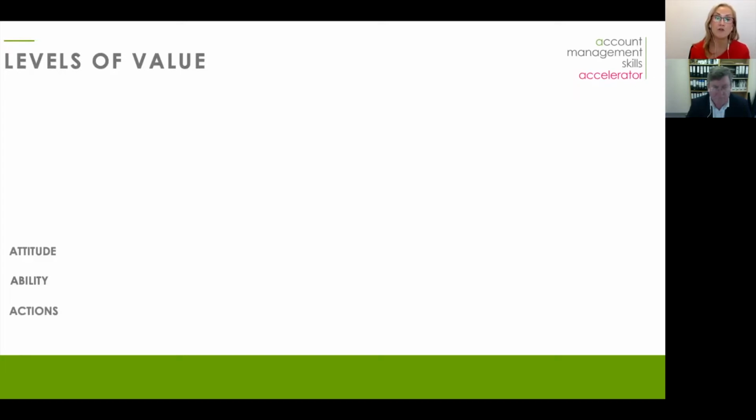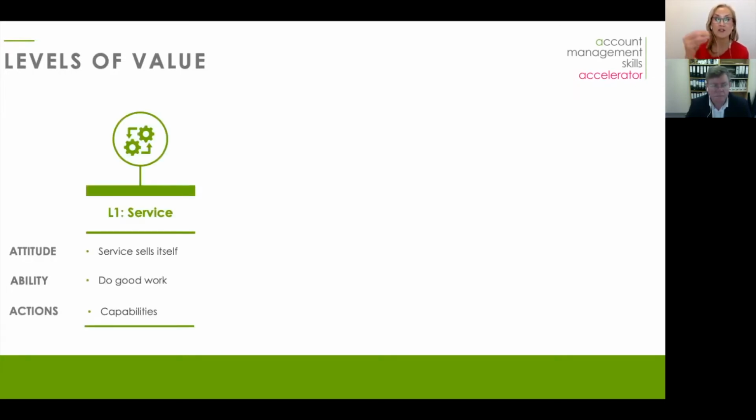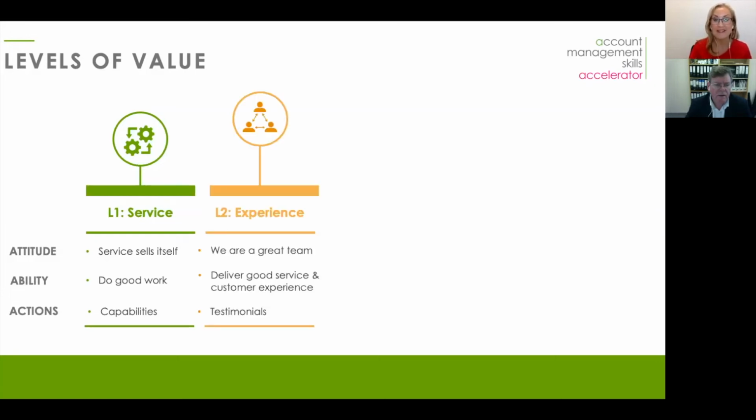And actually, there are 4 levels of value that you can give to your client. The first level of value is just talking about your service. The service sells itself. You do good work, and you're probably showing your clients your capabilities. The second level of value that your clients get from you is the client experience. They fundamentally think you're a great team. "I love working with you." And I probably give you a testimonial that you can use on your website, on your marketing materials.